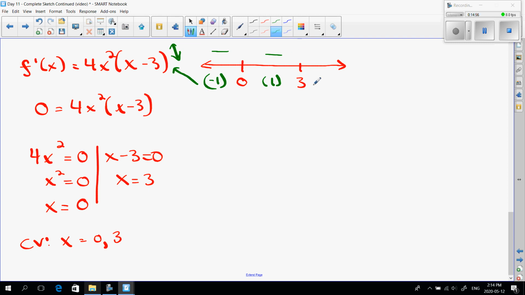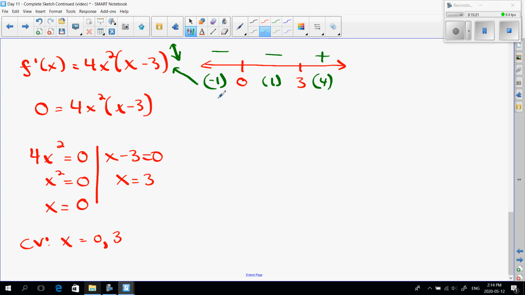Next one I want to do is test this interval right here. I'll test the 4. Okay, you could use a 5, a 20, something between 3 and infinity. But if you plug a 4 in here and square it, 16 times 4 is 64. 4 minus 3 is 1. Positive 64 times a positive 1 gives you a positive 64. And again, I don't care that it's a positive 64, I only care that it's positive.